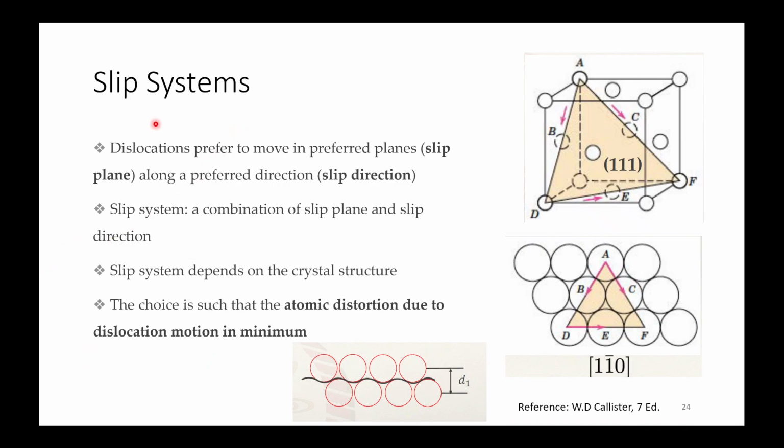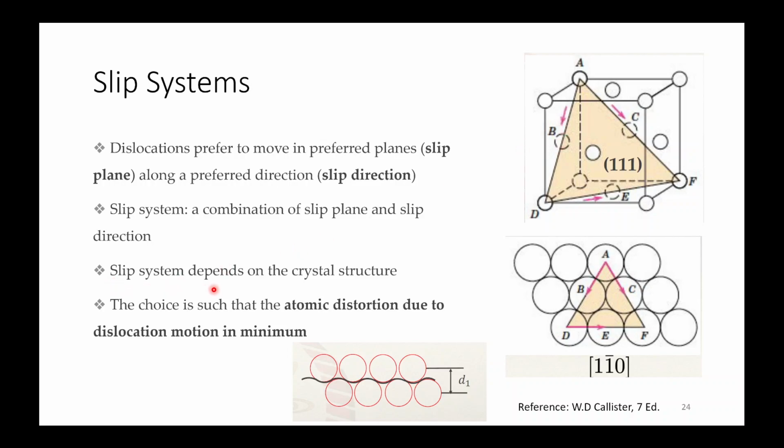Now slip systems. Dislocations prefer to move on preferred planes, which are called slip planes, along preferred directions called slip directions. A slip system is a combination of slip plane and slip direction. In the case of an FCC unit cell, you can see that the 111 type of plane is the most densely packed plane, and the direction is 110, which is also close packed. Along the 110 direction, your dislocation will move.